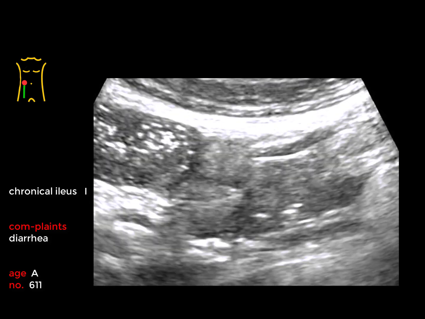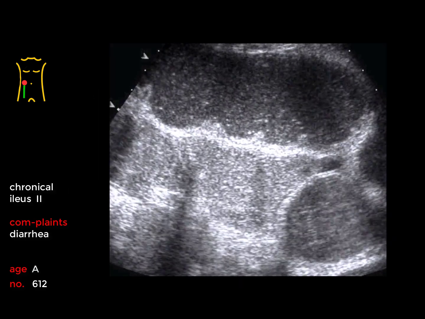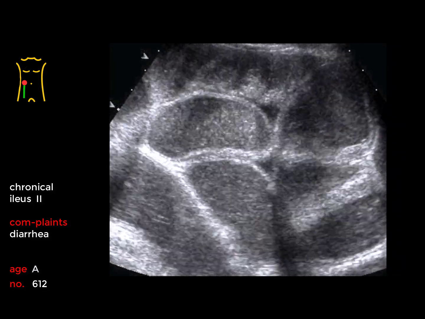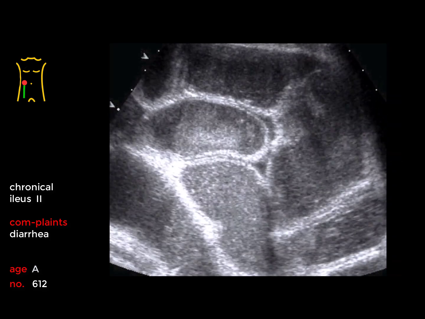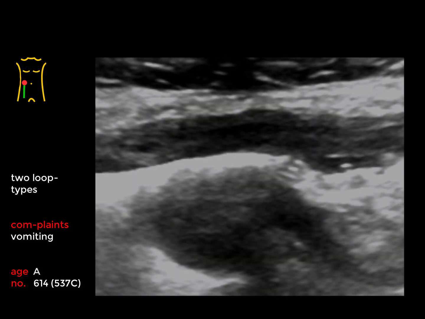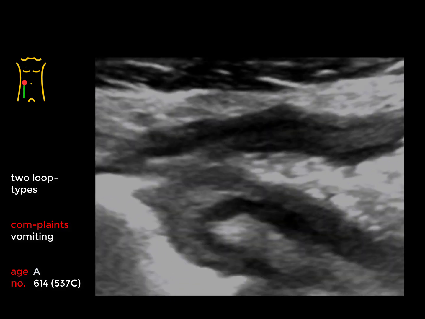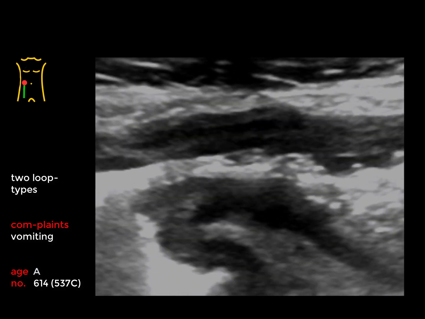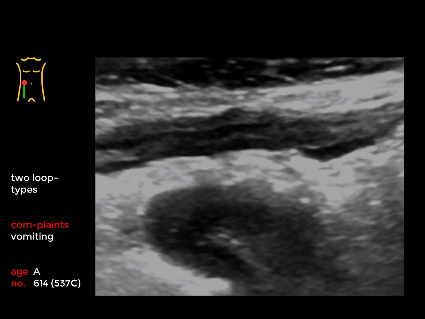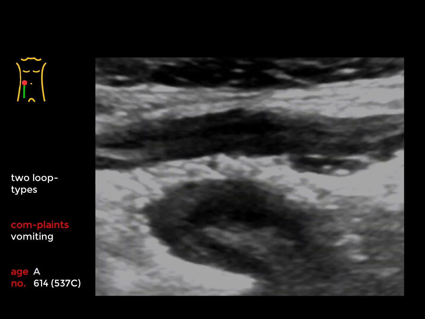In 612, we couldn't find a definite diagnosis in spite of this impressive feature. This was different in case 613. Here it was an obturating intestinal polyp and it had to be removed surgically as well. 614 again is different and repeated on purpose. Notice please the two types of loops, IBD affected and normal ones, slightly compressed by the first type.